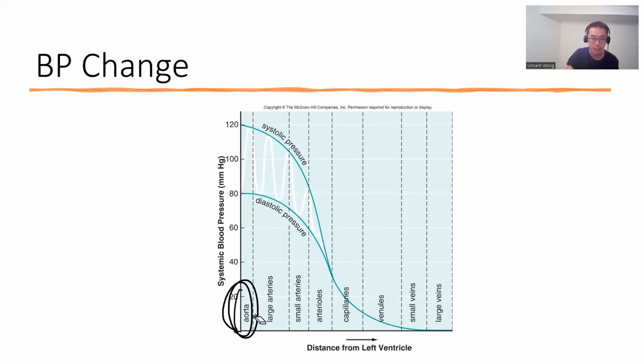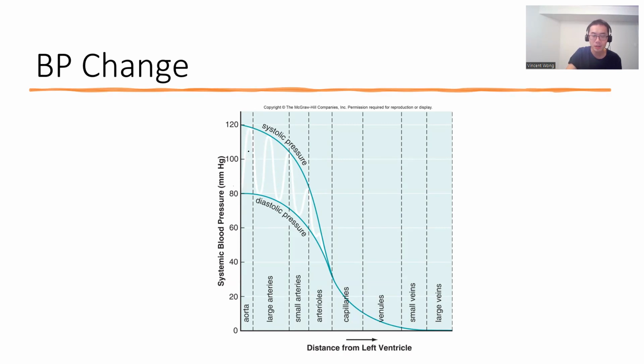So obviously the aorta is closest to the heart, so the pressure is really, really high. But what's interesting is that the pressure is fluctuating at the beginning. If you measure the blood pressure in the aorta, it can be anywhere between 120 to 80, which is the number that we were talking about, right? The healthy number. That's because it depends on whether the heart is contracting or relaxing. If it's contracting, it could go as high as 120. If it's relaxing, it could go as low as 80.